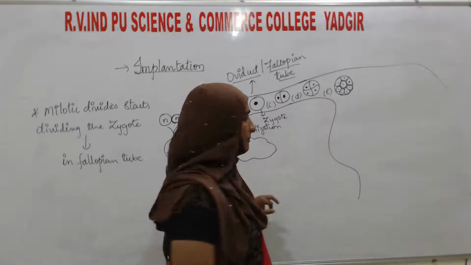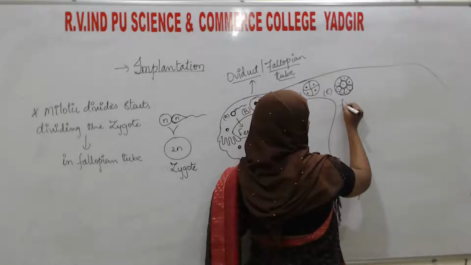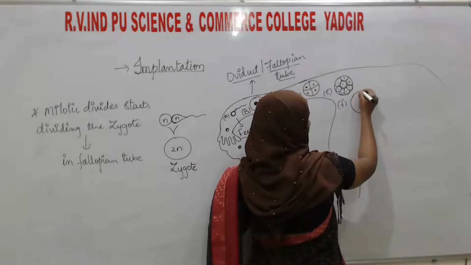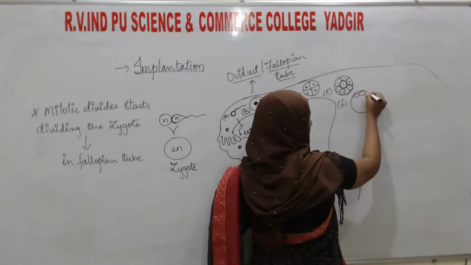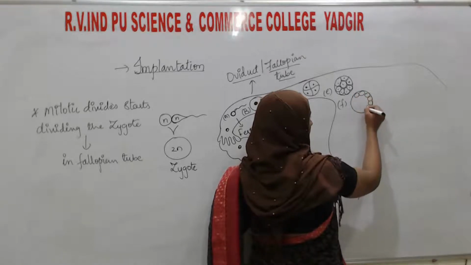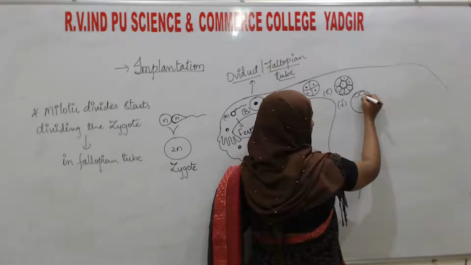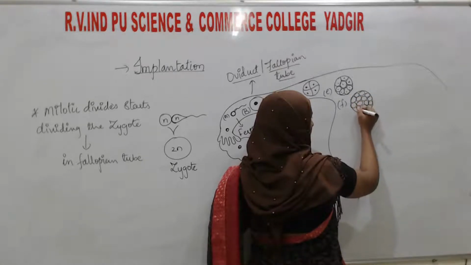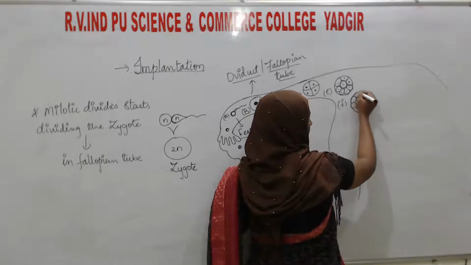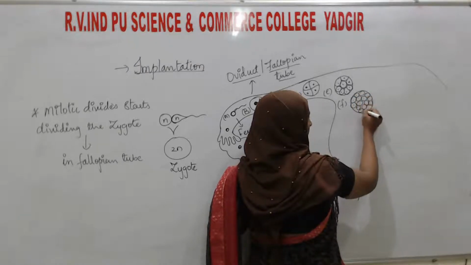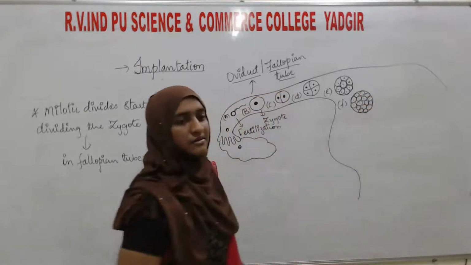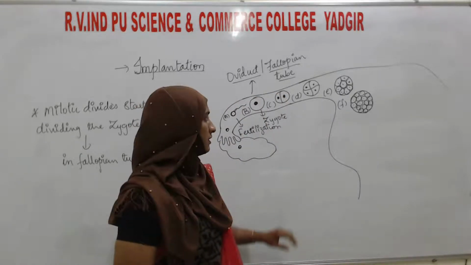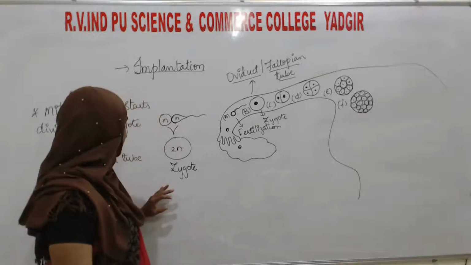After 8 cells, the next stage has 16 cells. How many is this one? This is the 16 cell stage. Okay, I will explain here.